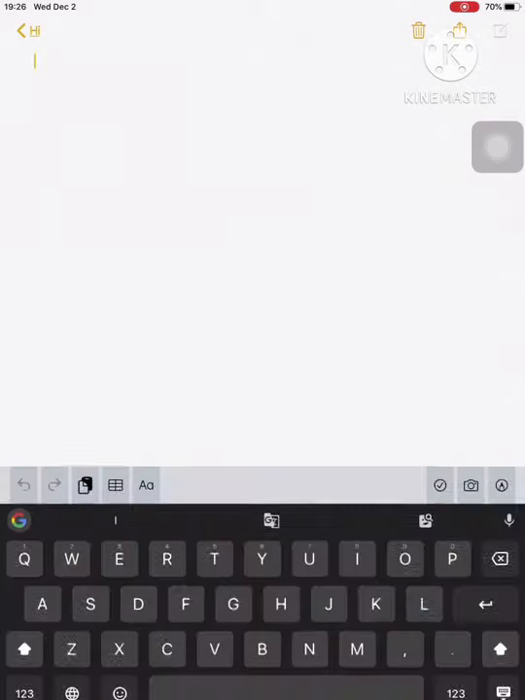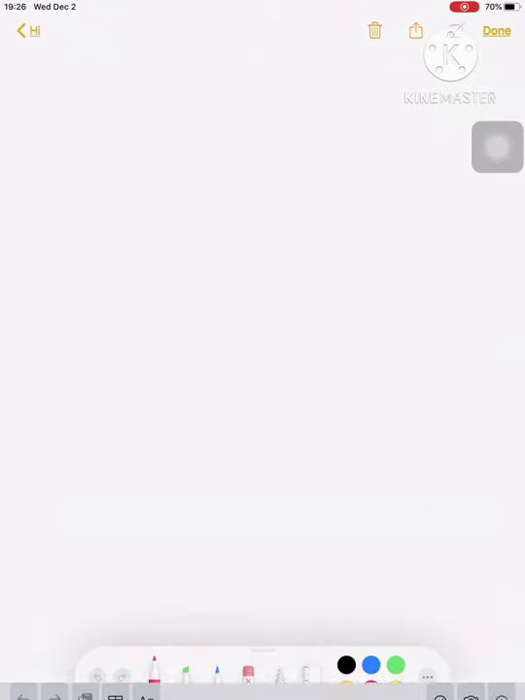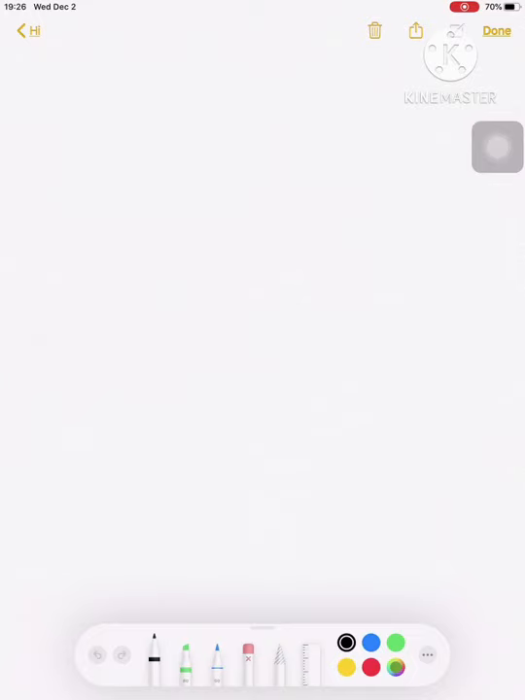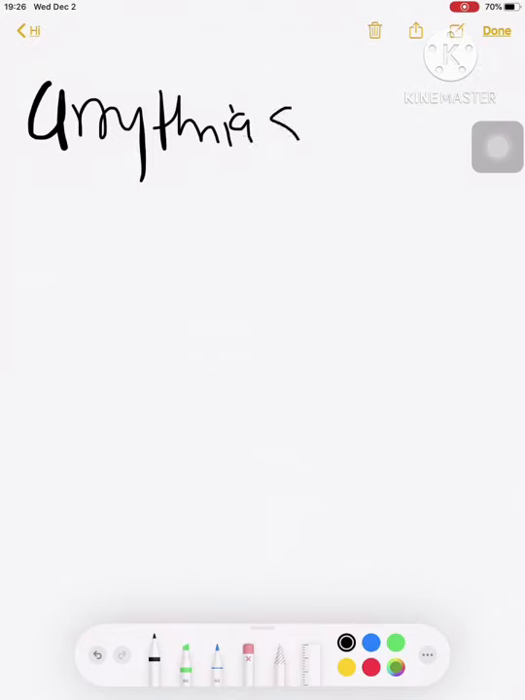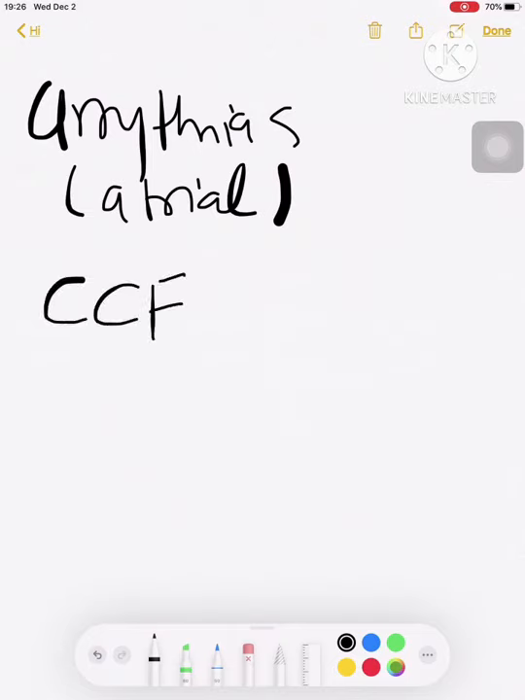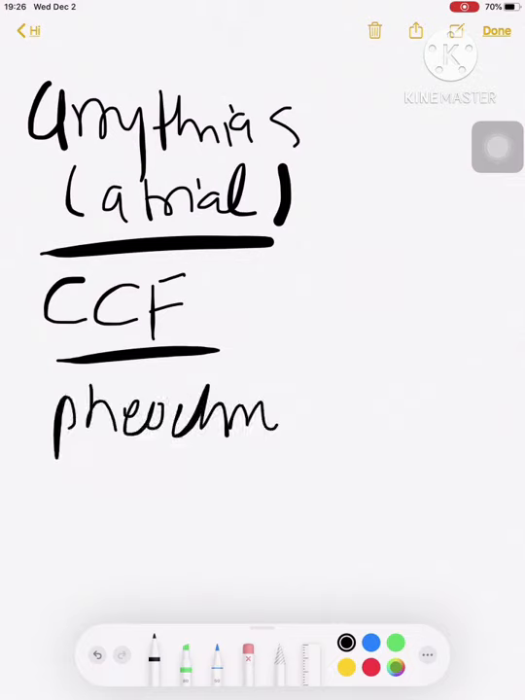The third use is in the control of arrhythmias. We've already discussed that they decrease the automaticity of ectopic foci, mainly in atrial arrhythmias: atrial fibrillation, flutter and paroxysmal supraventricular tachycardia. The next is congestive cardiac failure. The next is pheochromocytoma. These are given after adequate alpha blockade to control the cardiac manifestations.